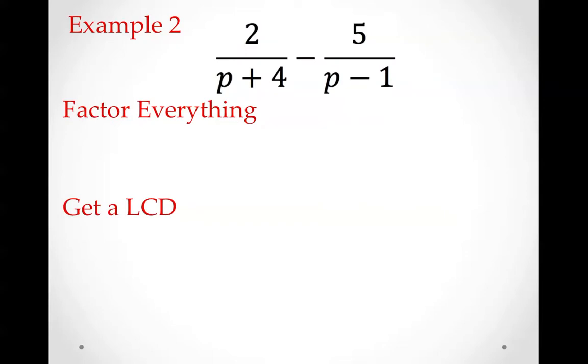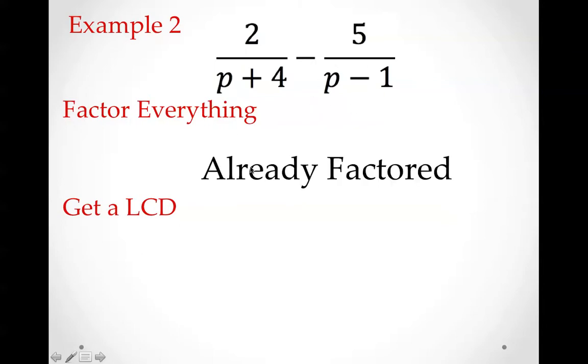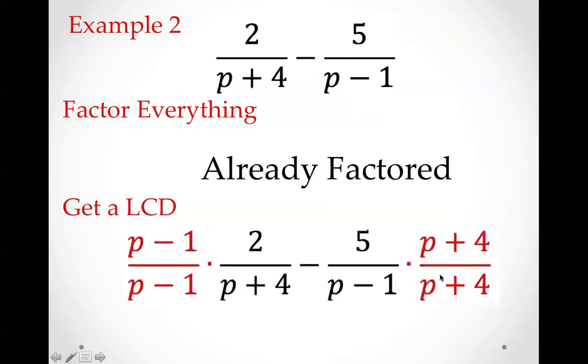If we're going to do a little bit more complex of a problem, we would want to take this and see the p plus 4 on the left and a p minus 1 on the right. We'll factor everything, but it is already factored, so we don't need to really do this step. So we go to the LCD. The left side would need this p minus 1, and the right side would need the p plus 4. So I'll go ahead and put those on the left and the right.